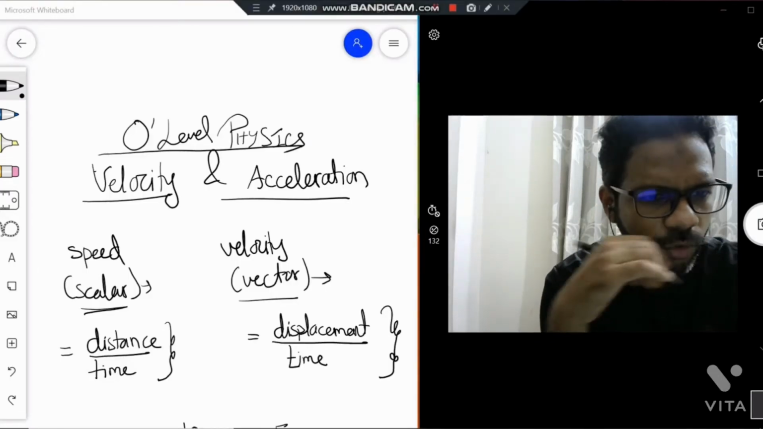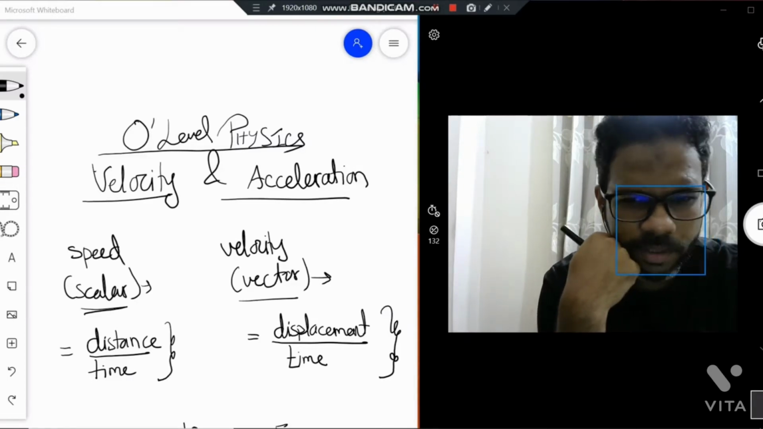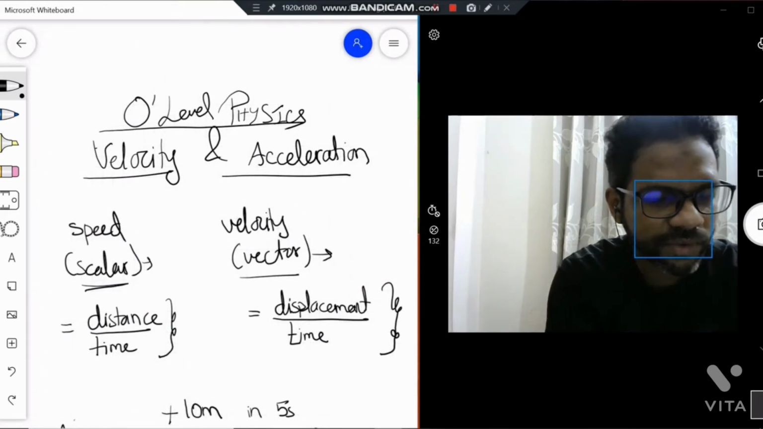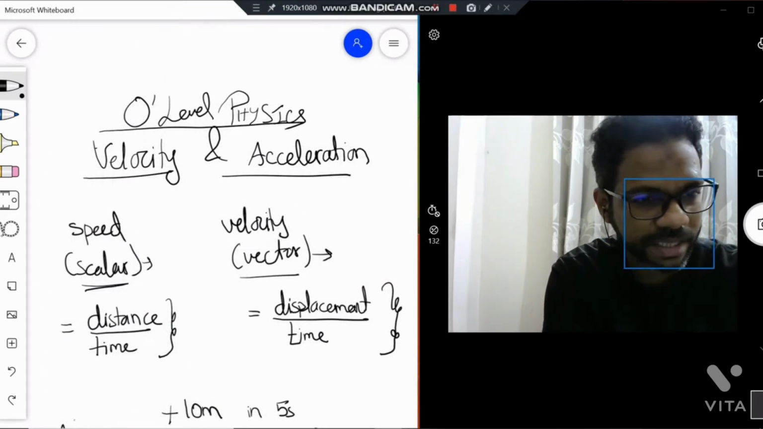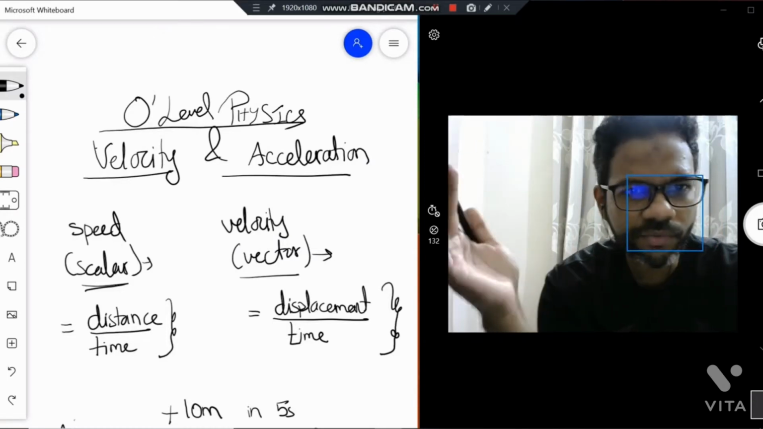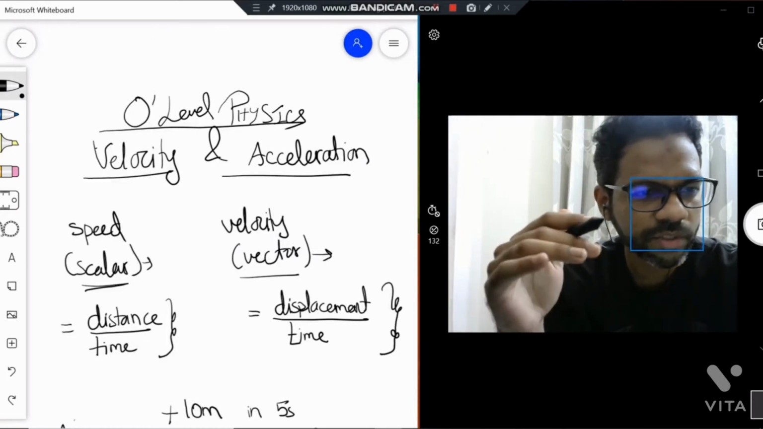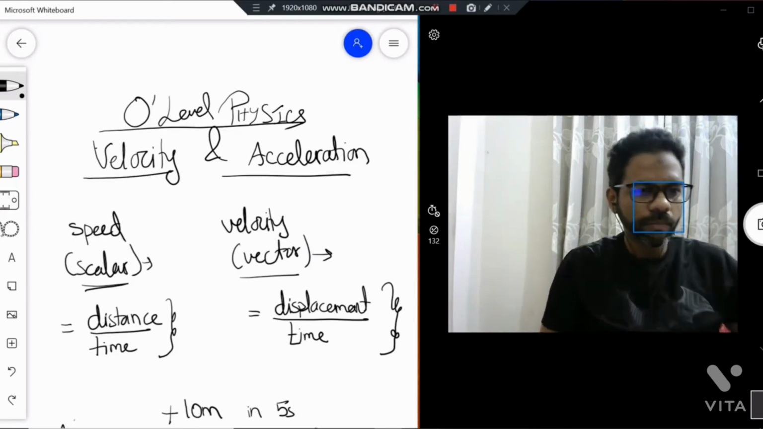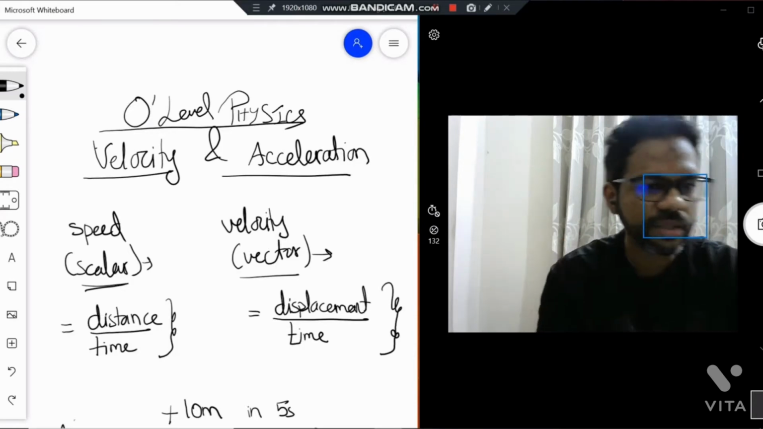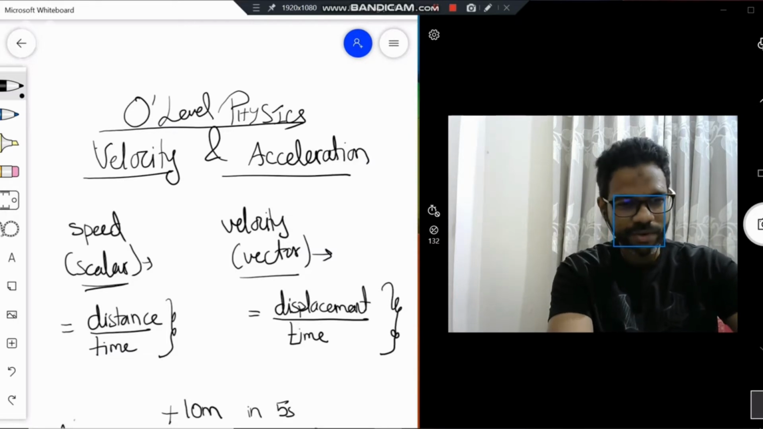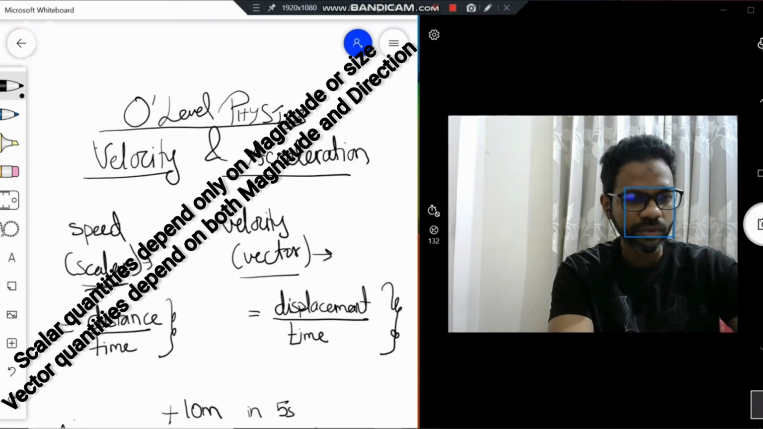Now, before starting, let us discuss a bit about what speed is and what velocity is. We already know how they're different: speed is a scalar quantity and velocity is a vector quantity. What scalar and vector are, we will discuss in another part of the chapter, so here I'm not going into details. We know from the definitions that a scalar does not depend on direction, and a vector depends on both direction and magnitude, or size, of the quantity, right?